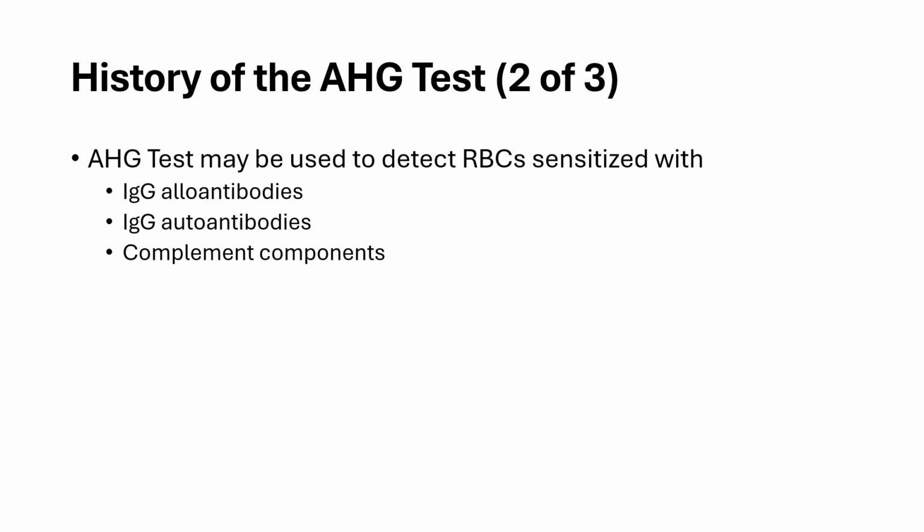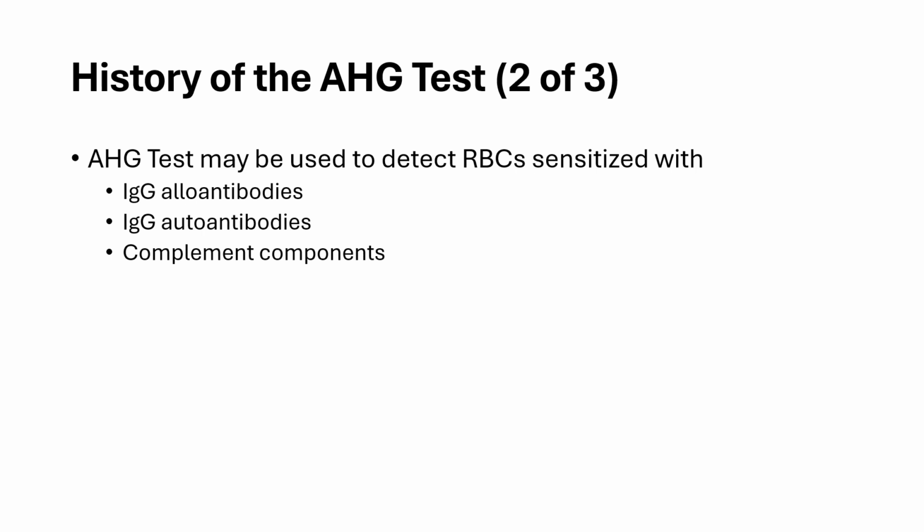The anti-human globulin test is also known as the Coombs test. It is critical in identifying sensitization of the red blood cells that is not visible through direct agglutination. It detects the presence of antibodies or complement bound to the surface of red blood cells, which may otherwise go unnoticed, as mentioned before. The anti-human globulin test may be used to detect red blood cells sensitized with IgG alloantibodies.